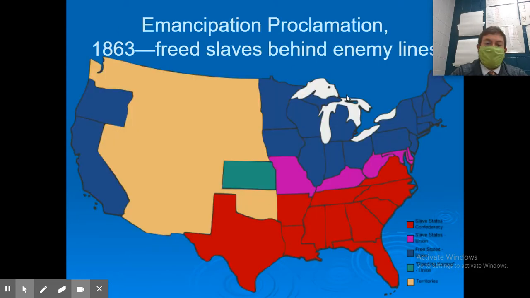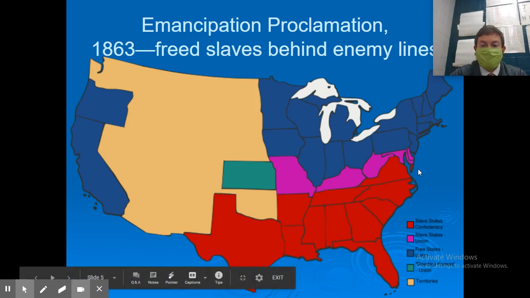So the Emancipation Proclamation happened in 1863, pretty much during the Civil War, actually in the middle of it. And this was to basically free slaves behind the enemy lines. This was a proclamation by President Abraham Lincoln.